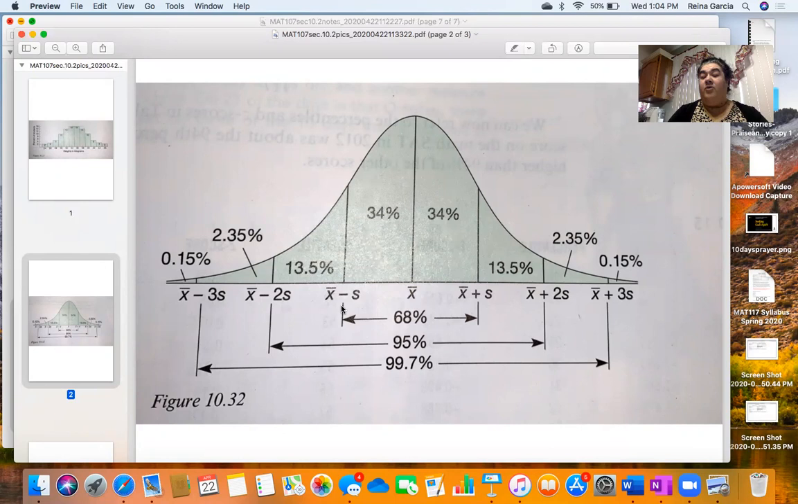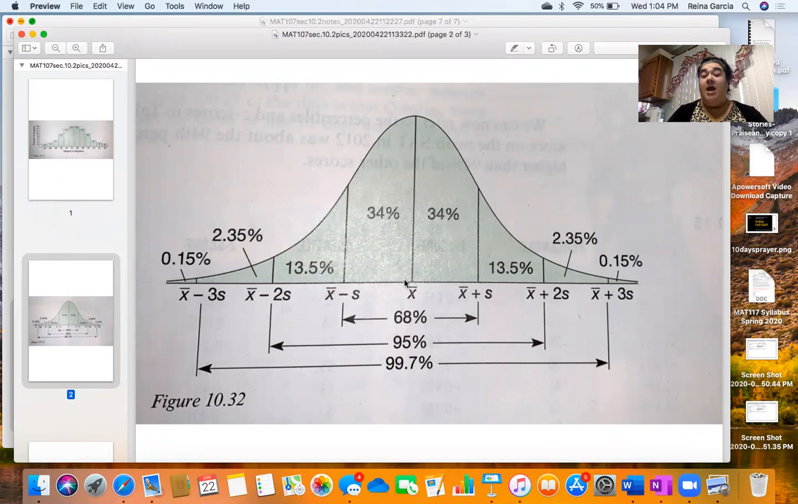Or the way we like to look at it, it's called the empirical rule, is that 68% of all your data that you find, if indeed you have a normal distribution, will fall within plus or minus one standard deviation from the mean.